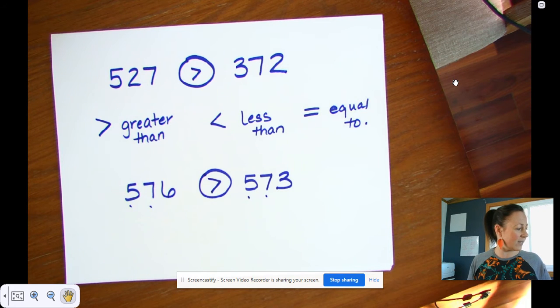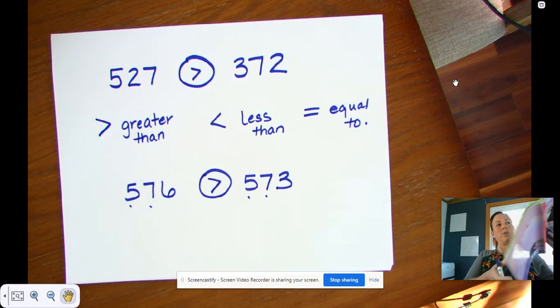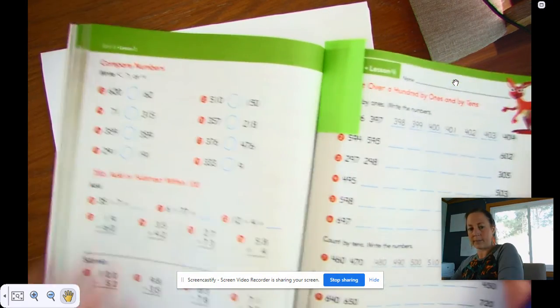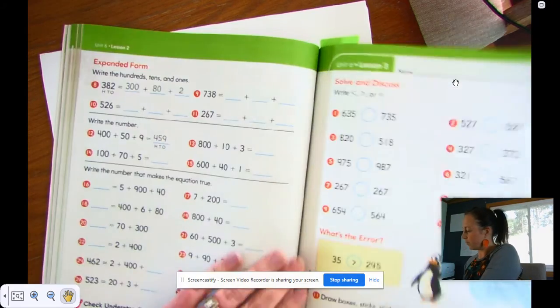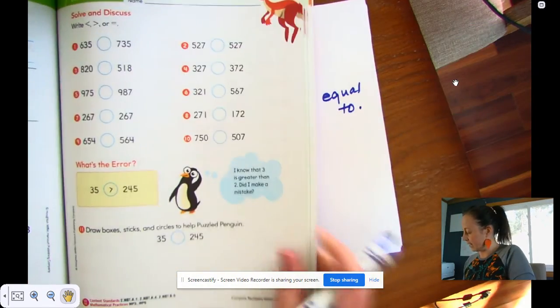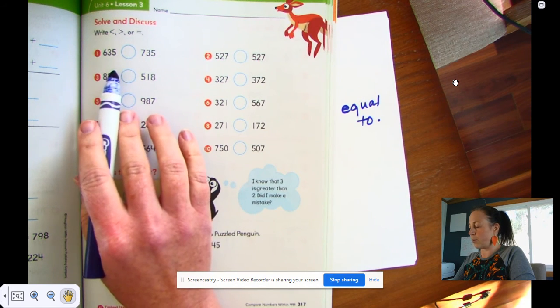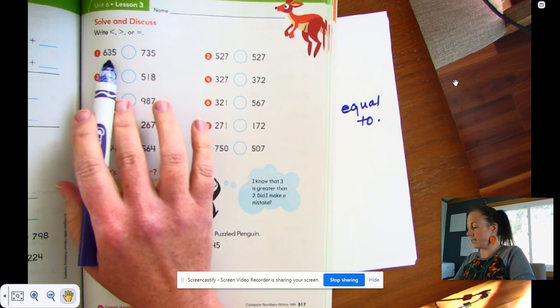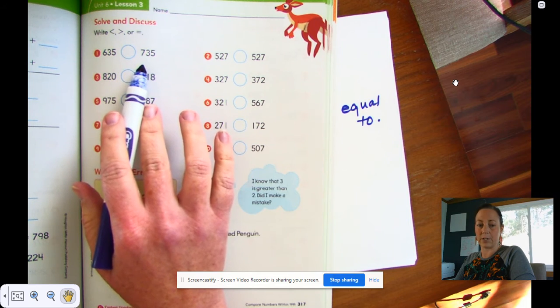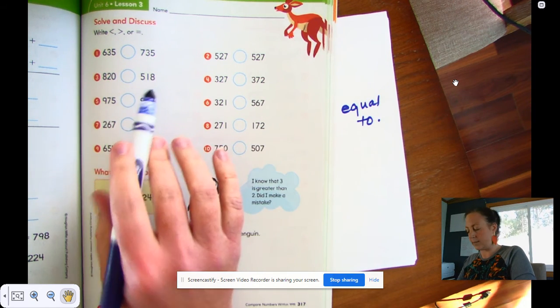The last thing that they're going to ask you to do is your check for understanding page. Just going to show that to you real quick. So in your workbook, we are starting on page 317 here, going through just what we were just practicing. 635, is it greater than, less than, or equal to 735? And you go through those steps, hundreds, then tens, then ones.